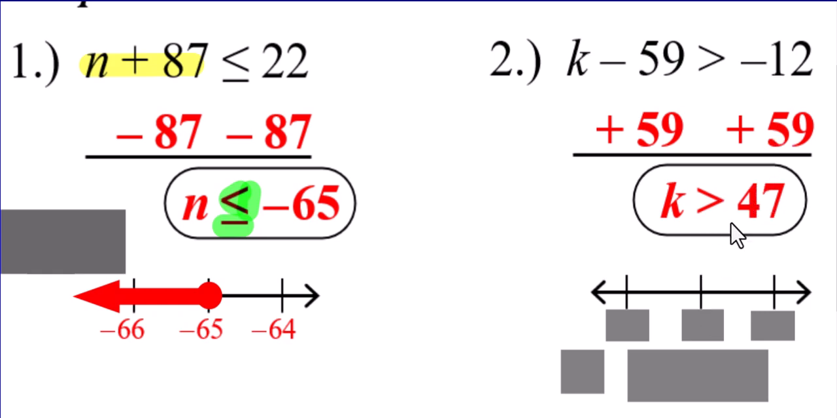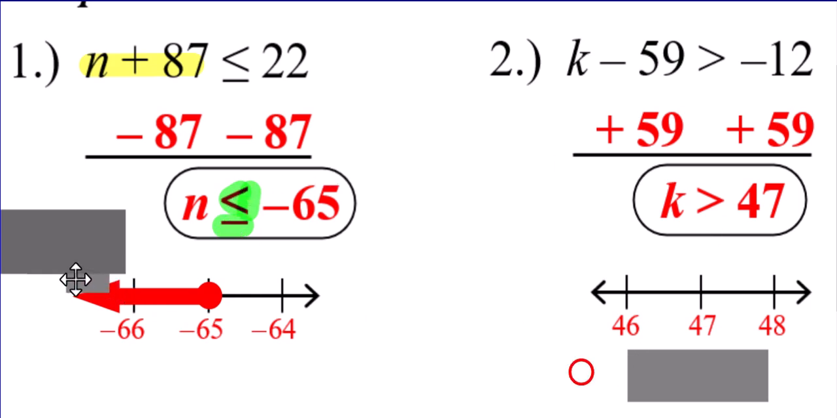Okay. Since we got 47, that's going to be in our center hash mark. Since this is a positive, 46 is to the left, 48 is to the right. That's your traditional positive number order. Does our inequality symbol have an equal to bar like I did on number 1? No. So we're going to leave this an open circle since it did not have an equal to bar.